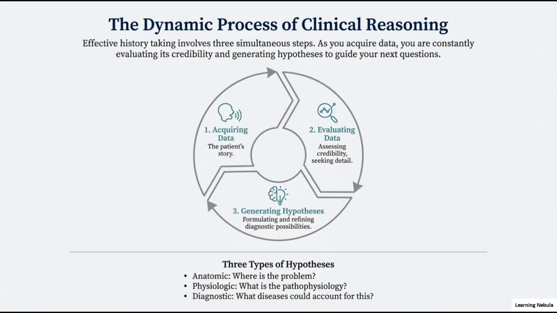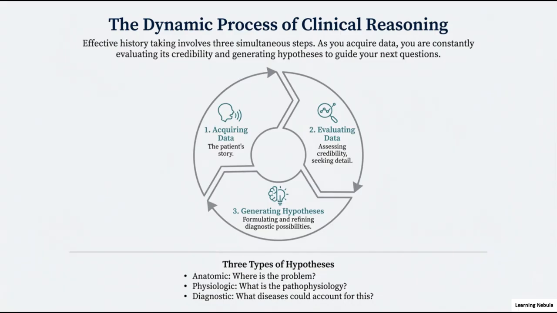And then finally, the diagnostic hypothesis. And that's the name of the disease. What diseases account for this? So in real time, you're thinking, okay, it's in the lung, anatomic, it's an infection, physiologic, so it might be pneumonia, diagnostic. All while you're nodding and asking, and then what happened? That is a serious amount of mental gymnastics. You have to be present for the person, but your brain is running this whole other algorithm in the background.